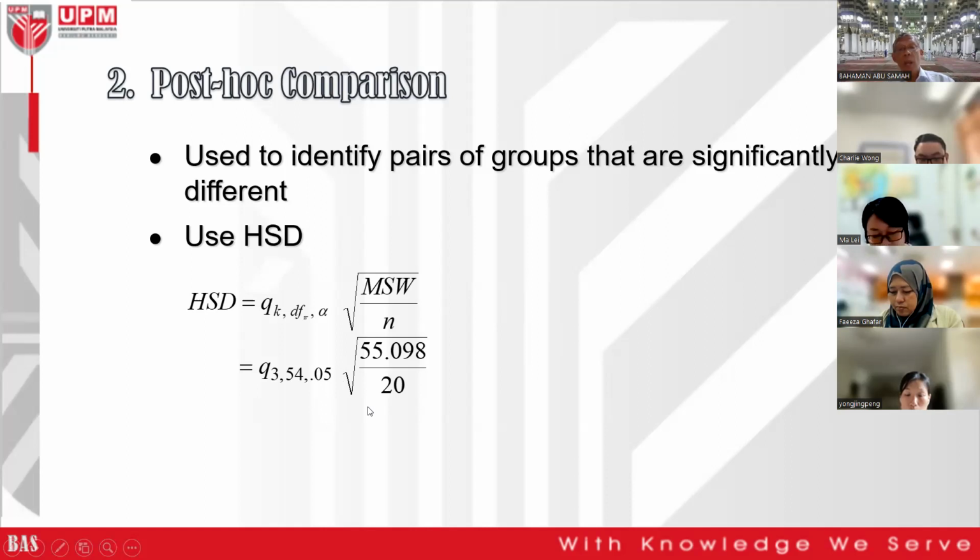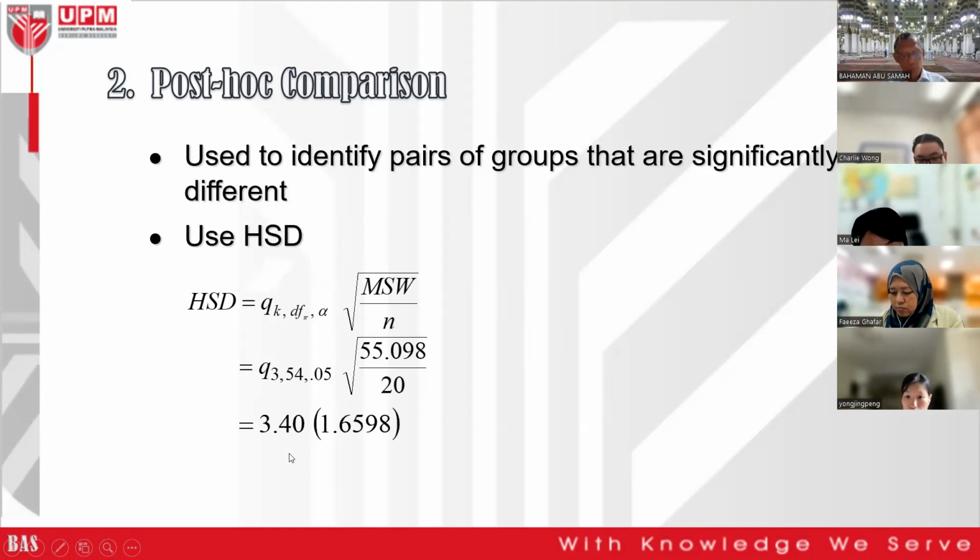Based on the summary ANOVA table, the mean square within is 55.098. This value is from your summary ANOVA table. And then N, because we have 20, 20, 20, the same number, we don't have to calculate the N prime. So we just enter 20. And then for the Q, we have 3 categories, and the degree of freedom for within is 54, alpha 0.05. That means if we refer to this setting, then the Q is 3.40.